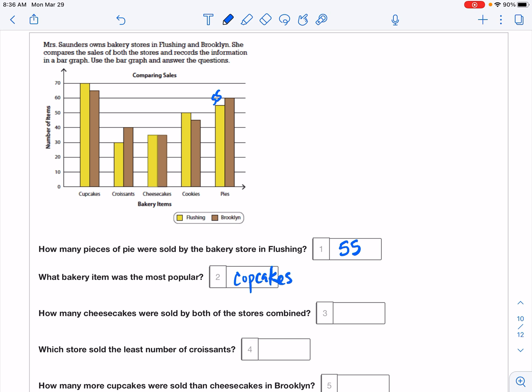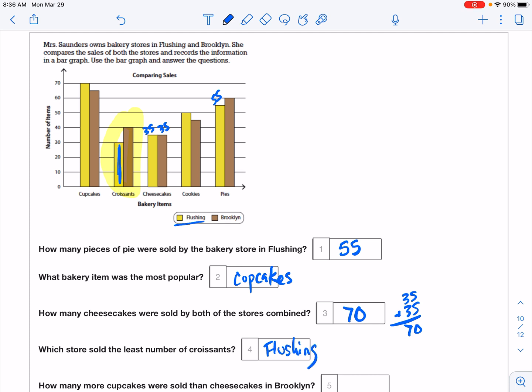How many cheesecakes were sold by both stores combined? So cheesecake is in between 30 and 40 for both of them. So I'd say 35. So if we add 35 plus 35, there's a total of 70 cheesecakes. Which store sold the least number of croissants? If I look at the croissants, the smaller one is yellow, which is Flushing.